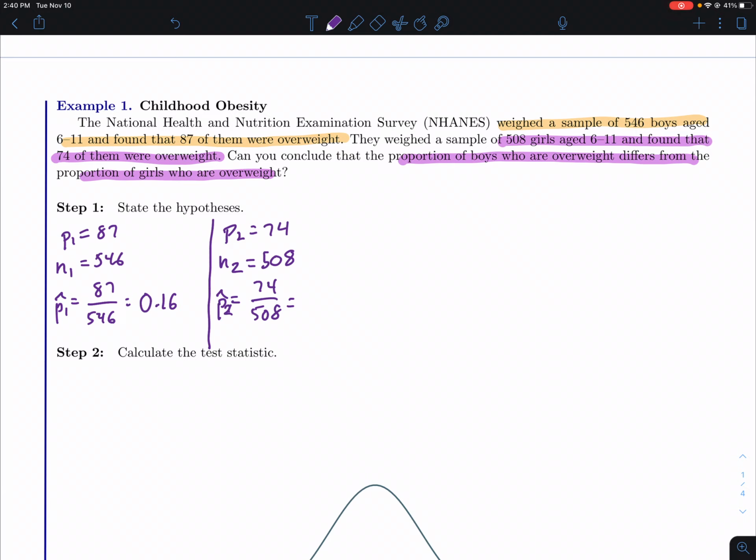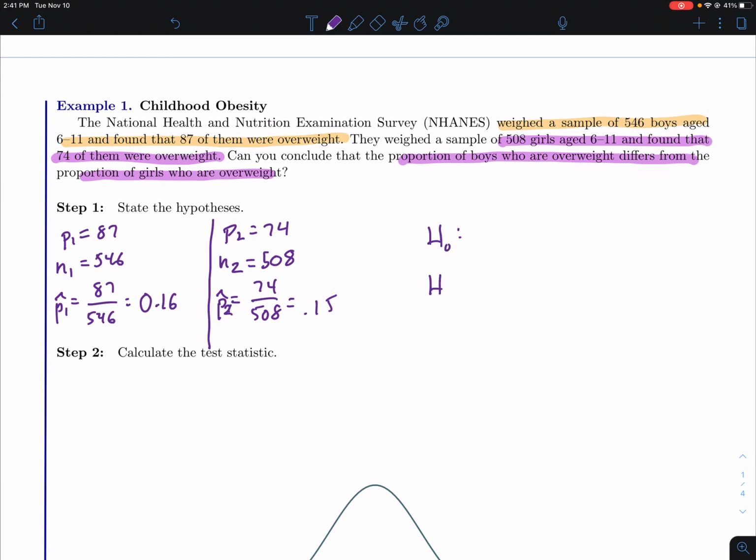So in this case, we get 0.15 or 0.145. So I'm just going to round it to 0.15. So probably shouldn't be rounding it this much, but we'll see how it works out. And so in this case, we need to do our hypotheses.